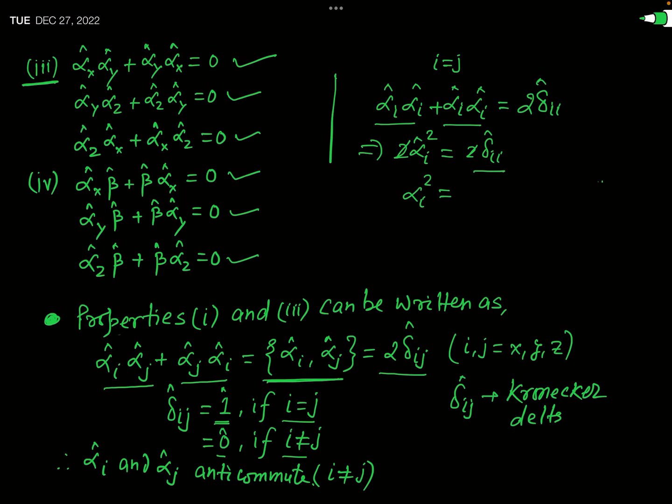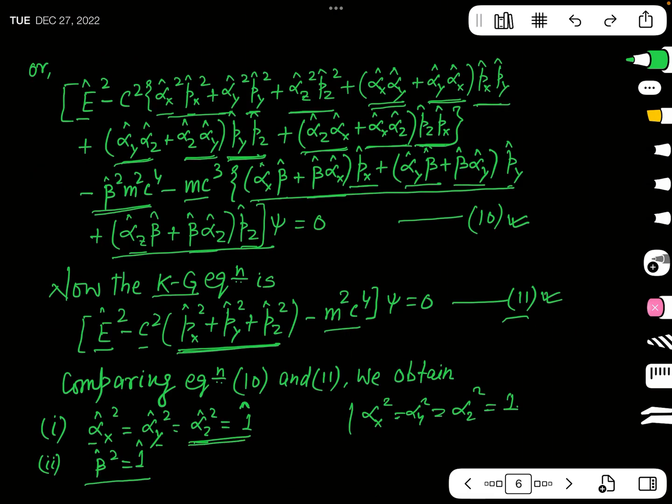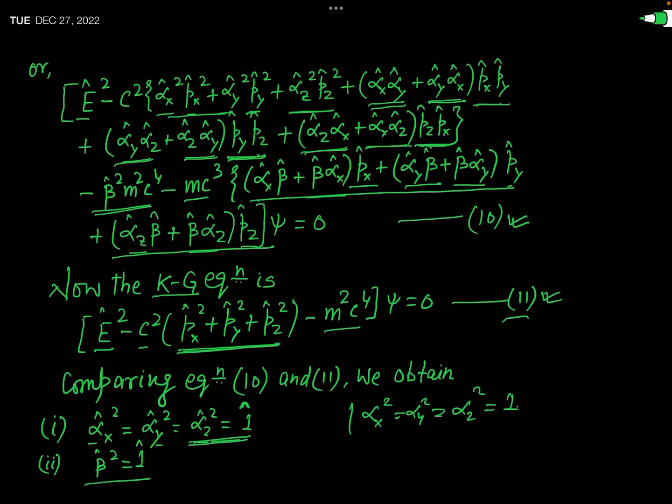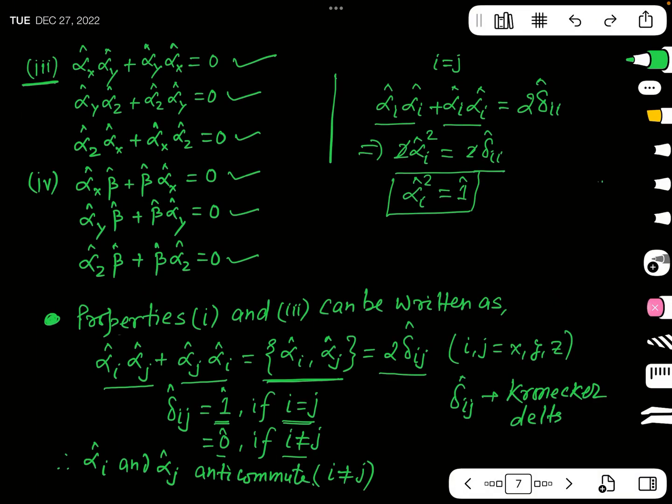to delta ii. But you know, when i is equal to j, then this is equal to 1. So this will be equal to 1. And i means x, y and z. So you can say that alpha x square, alpha y square and alpha z square, all these are equal to 1. Okay. So I have told you that the square of these three operators is equal to 1.